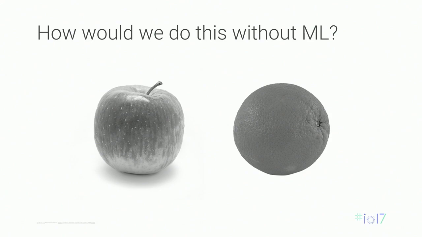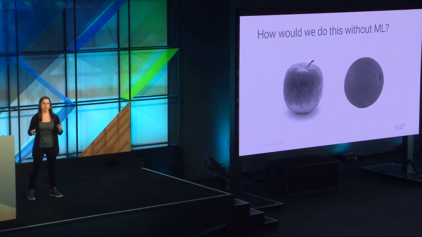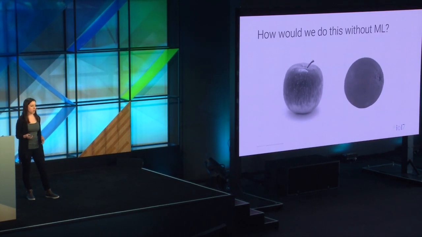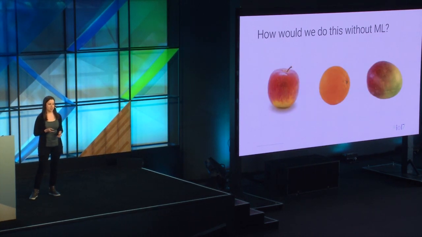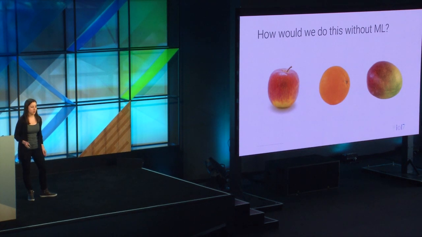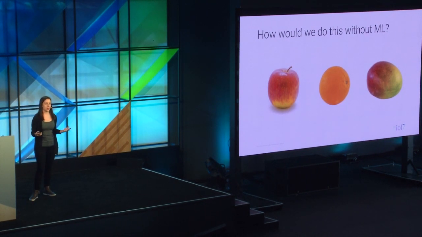Then what if we have grayscale images? Then we have to start all over again and look for possibly a different feature. What might we look for this time? Texture. I heard texture. So we could look at the texture. That would differentiate between these two. But then what would happen if we got crazy and added a third fruit? If we added a mango? You get the idea. We'd have to start all over again.